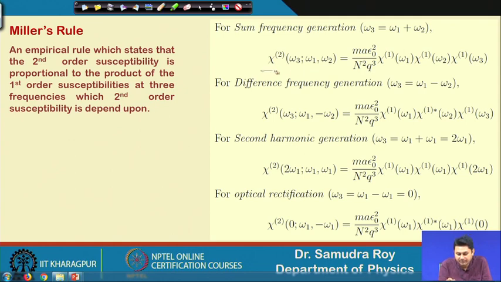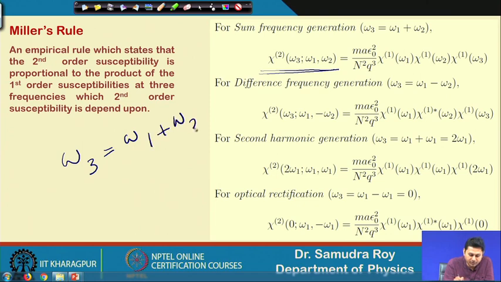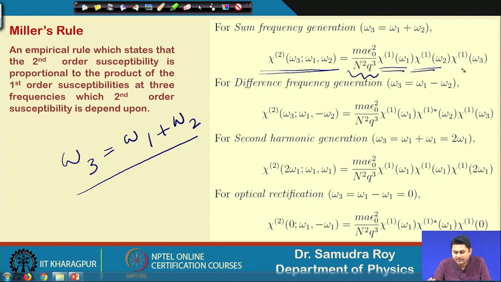if my susceptibility is related to ω1 and ω2, that means ω3 is represented by ω1 plus ω2, the sum of these two frequencies. I can extract this frequency also. Then according to Miller's rule, this constant coefficient will be the same, which is called the Miller's coefficient, and then susceptibility at ω1, susceptibility at ω2 and susceptibility at ω3 will be there. Mind it, since I am working with the plus of ω2, there is no star sign here, which was there in the difference frequency generation.